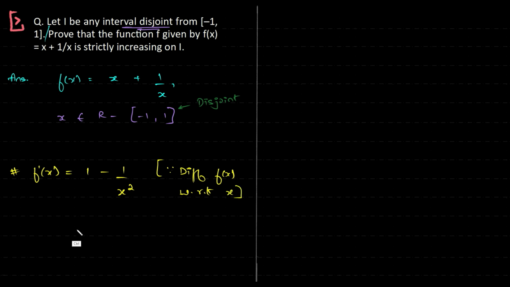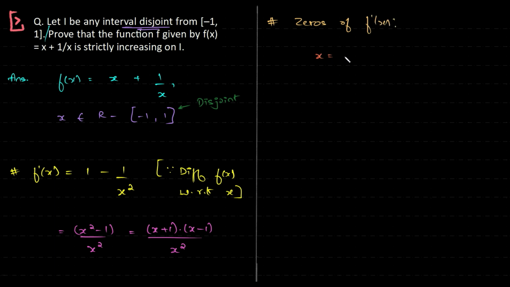Then a bit of simplification is required, x square minus 1 by x square. So you should be able to write this as x plus 1 into x minus 1 by x square. Okay, and now we need to figure out the zeros of f prime of x. So those would be clearly x is equal to -1 and +1.